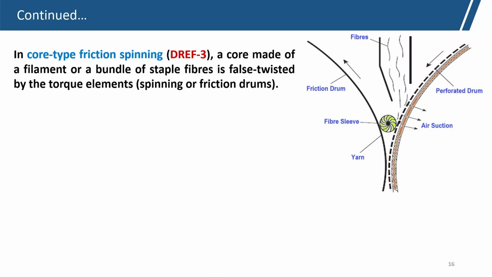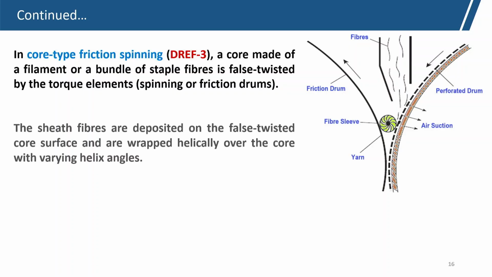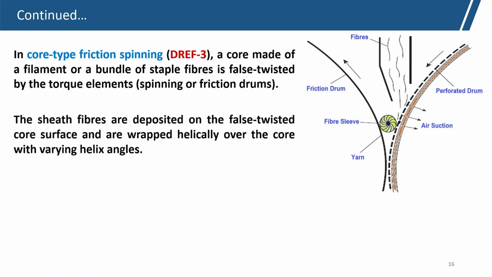Now, we can see in core type friction spinning in drape 3, the core is made of filament or a bundle of staple fiber, and the staple yarn is false twisted. So, as I have already mentioned, in core spinning, the core portion is false twisted by the spinning drum, the sheaths are deposited on the false twisted core structure and then wrapped helically over the core.